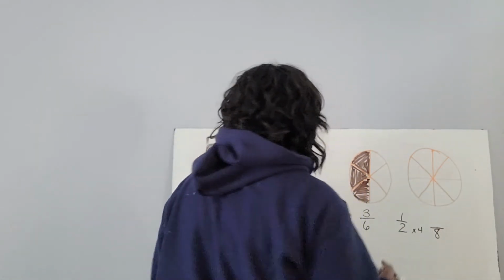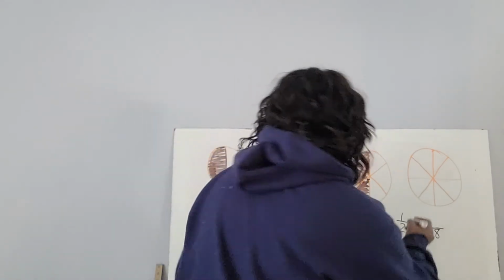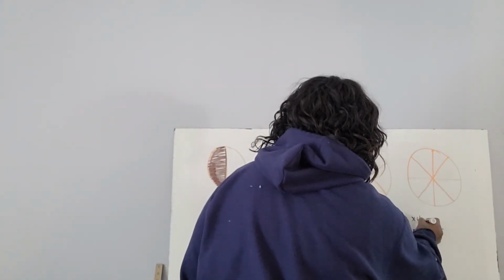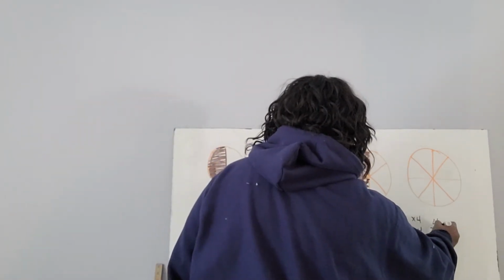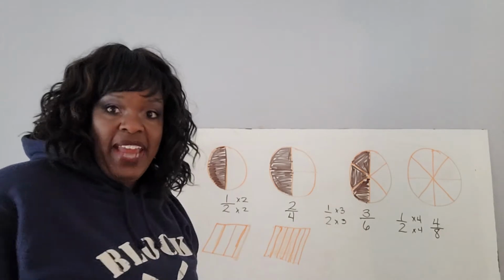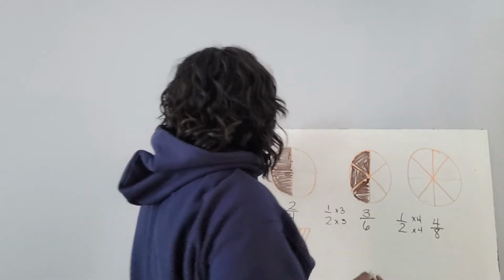Well then, what I do to the bottom, I have to do to the top. So 1 times 4 equals 4. So another way of saying 1/2 is to say 4/8, right? All right, let's test it out again.